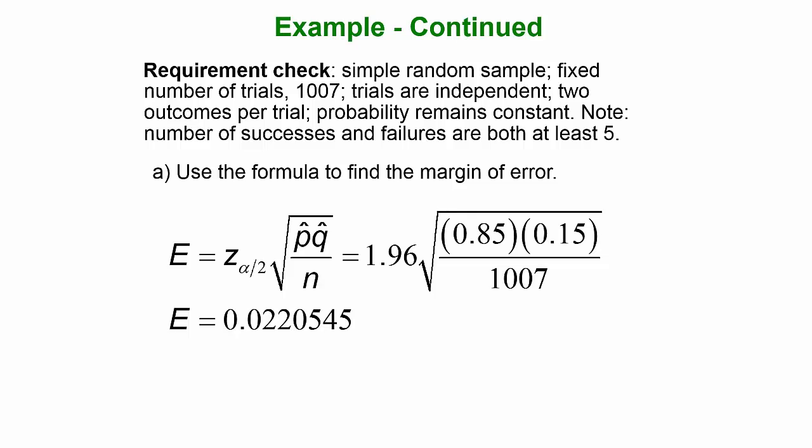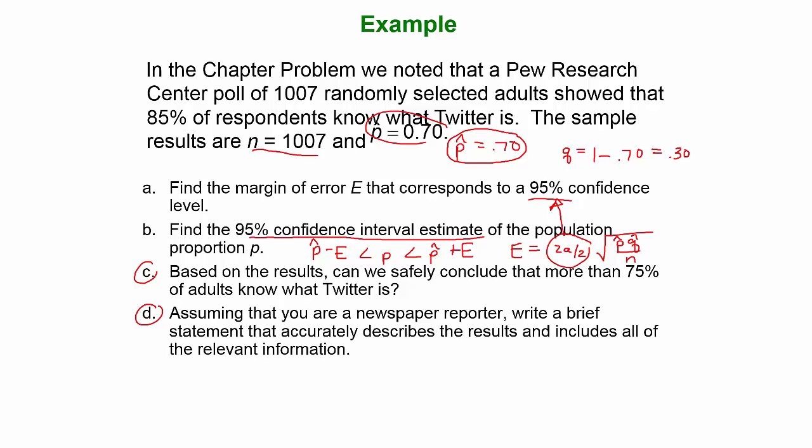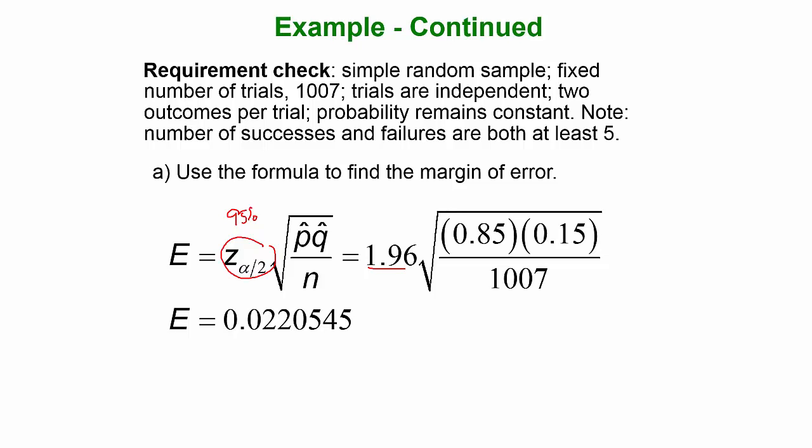So the formula is set up where we have the critical value z that goes with the confidence level of 95%, which is 1.96. We multiply that by the square root of 0.85 times 0.15. I guess on this problem they're going back to 85% and not using the 0.70, so let's disregard that there. They're using 85% from the sample and plugging that into the formula. So if we use p hat as 0.85, then q hat is going to be 0.15. And we divide that by 1007.